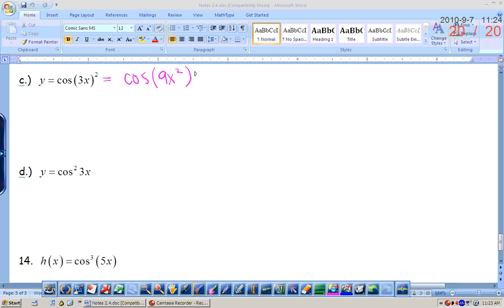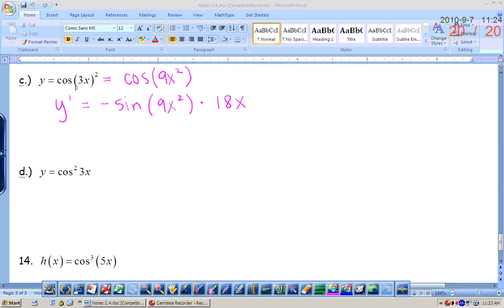You okay with that? All right, so peeling the onion and taking the derivative of cosine is negative sine. What do I use for the argument? 9x squared times 18x. Good, the derivative of that parenthesis. Because the squared right here is only attached to that 3x. So 3x times 3x is 9x squared.